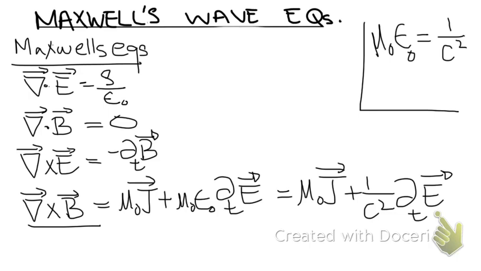So now let's move on to the derivation of Maxwell's wave equations. The derivation is quite simple, though it might look a bit crazy. I promise you that it's going to be really simple. So let's move on to the next page.